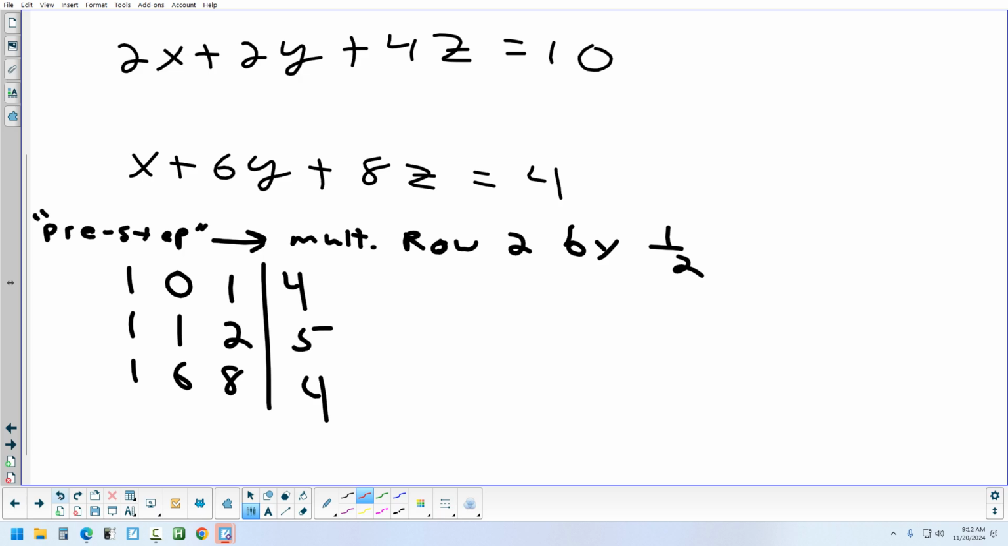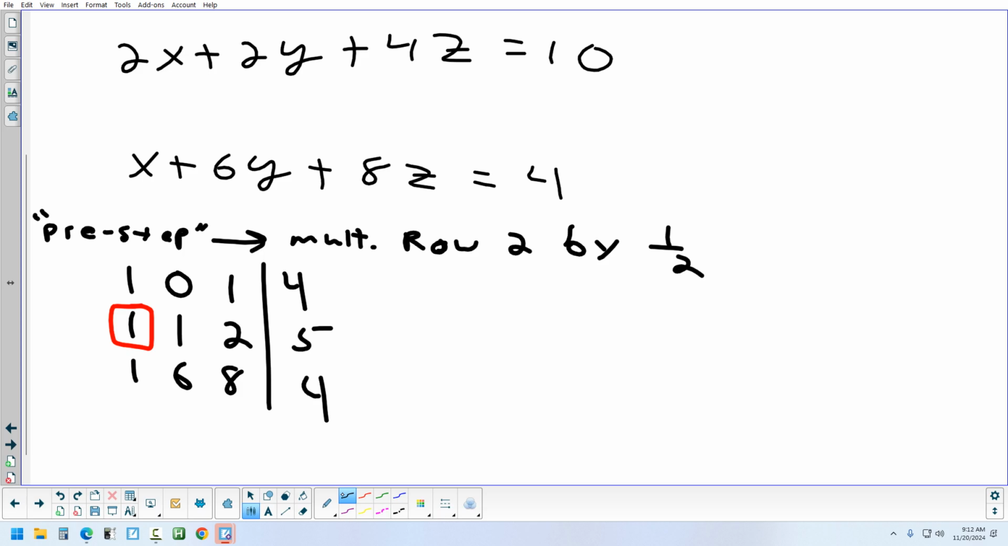Okay, so we already have a 1 in the upper left, so that's good. How could we get a 0 in that spot? We can't just add row 1 and row 2 together. That would give me a 2. I'm going to have to do something to row 1 first. Then I can add it to row 2.